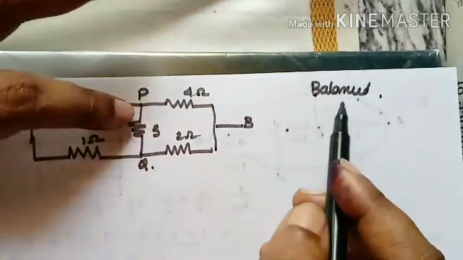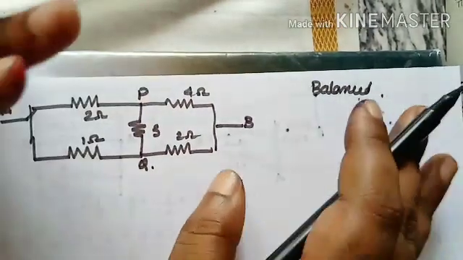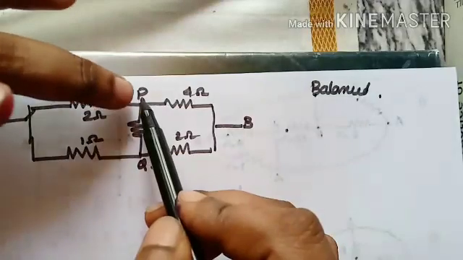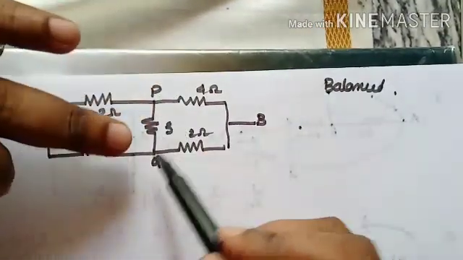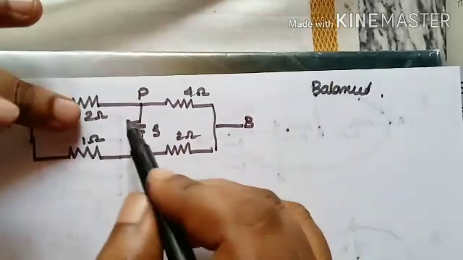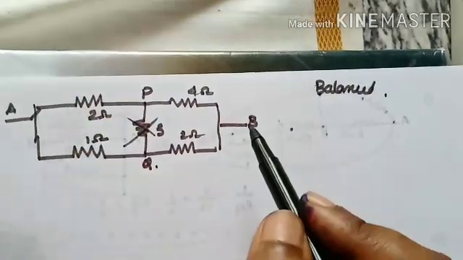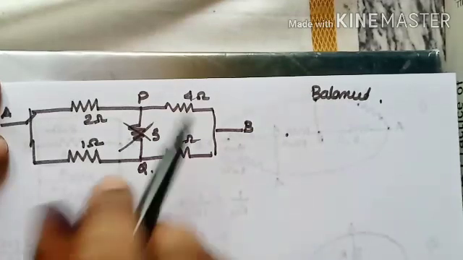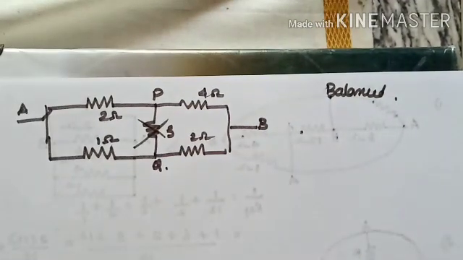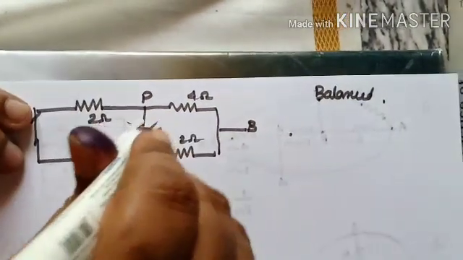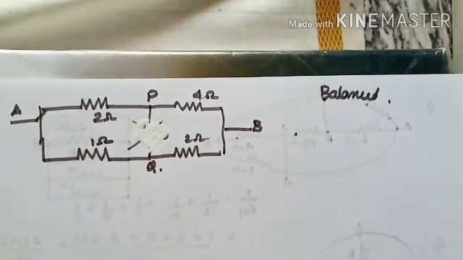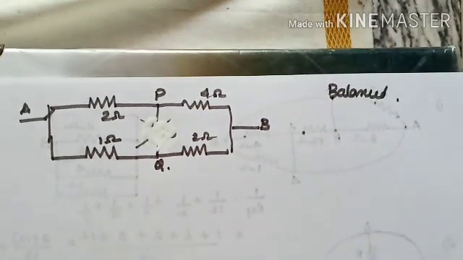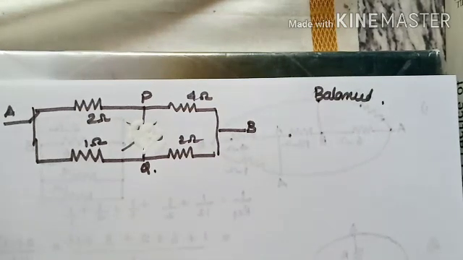So if the balanced Wheatstone's bridge condition is satisfied, it indicates that point P and point Q have the same potential. If they have the same potential, there is no flow of current, which means I can remove this 3 ohm resistance, so there will not be any resistance there. I'm going to use a whitener over there. So there is no resistance there. Now you can solve this circuit very easily.